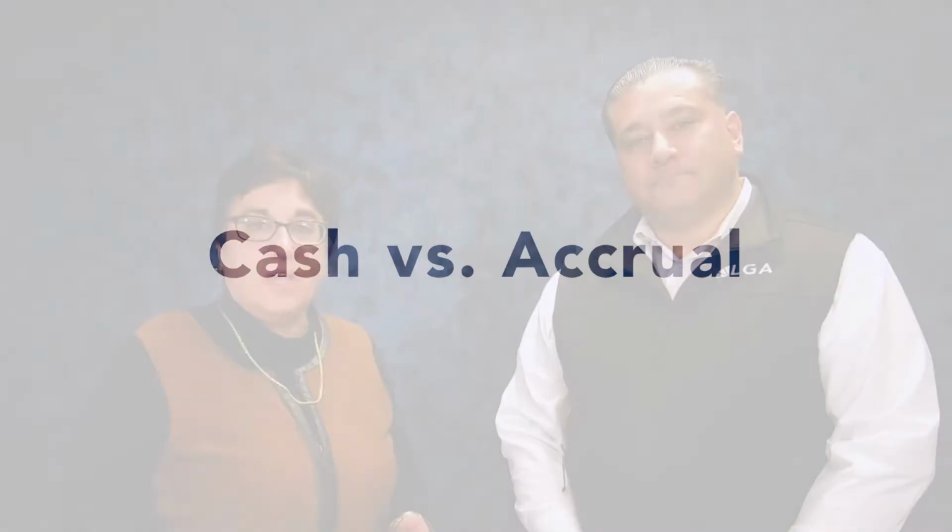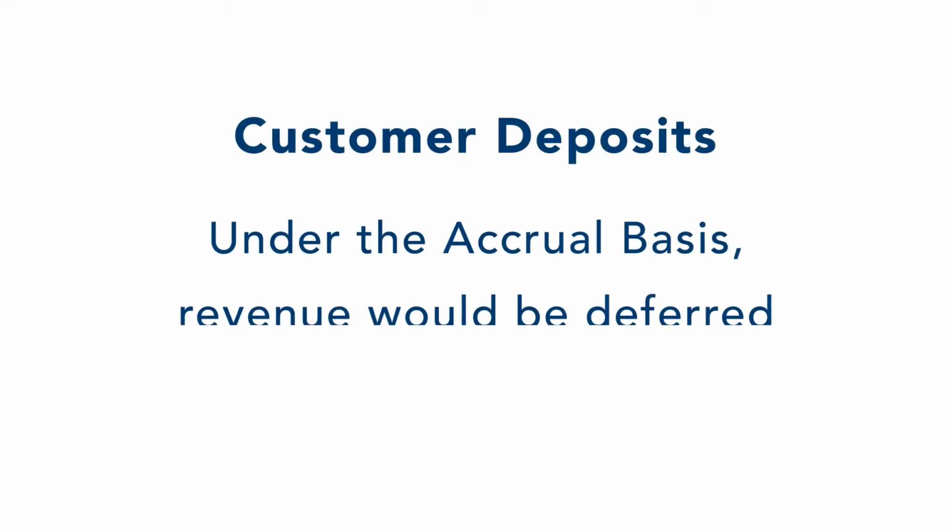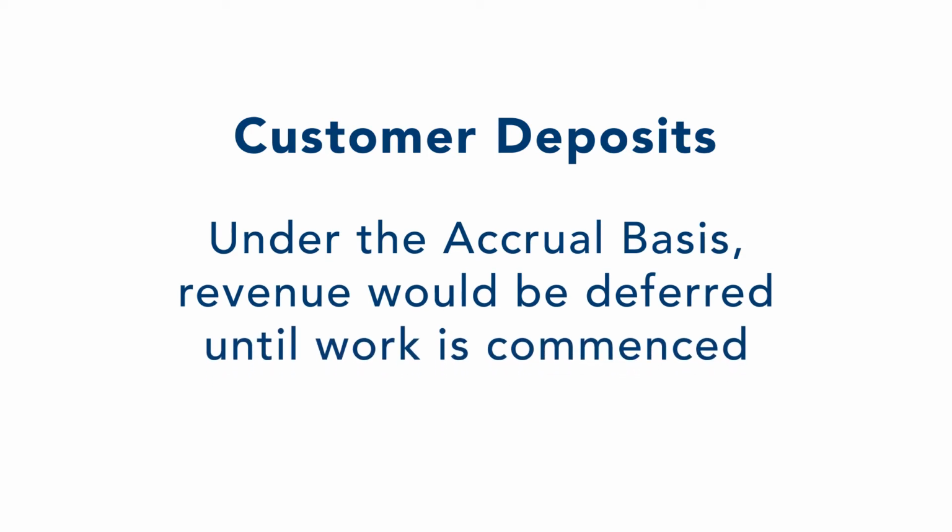First one, customer deposits. So let's say that a business owner gets $100,000 in, for example, for a project that is not going to start for a couple of months. Cash versus accrual? Sure. Under the cash basis, the $100,000 payment would be recorded as revenue. You received the cash, and therefore that's recorded, even though no work has been done. Under the accrual basis, that revenue would be deferred until work is commenced. And so that would be the difference under the two scenarios.